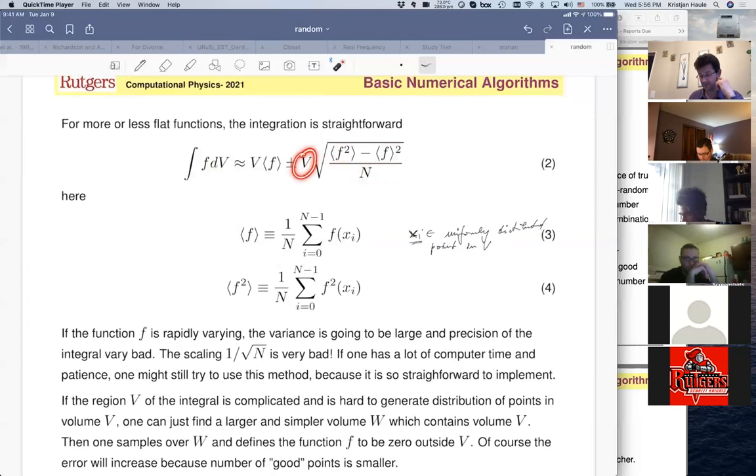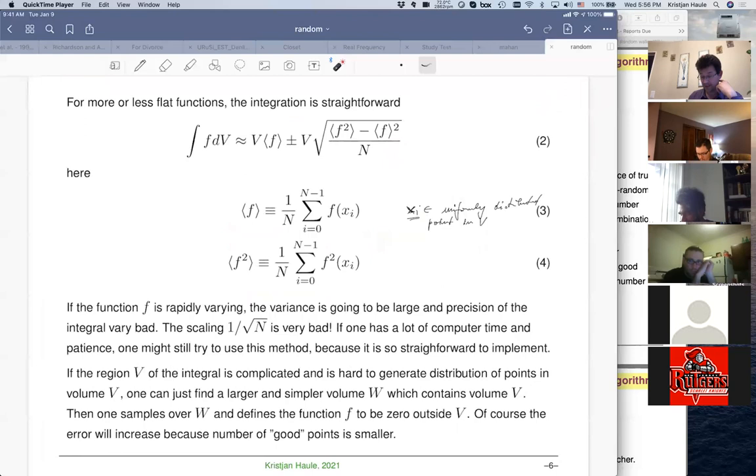Now, the standard deviation is of course calculated in the usual way. So you sample f squared, you sample f, and then you take the difference between the two, isn't it? So what does this tell you? Well, it tells you if the function is flat, in the sense that the average of f squared and the square of the average of f are similar. In other words, the variance of the function in this volume is small, then this quantity is going to be small.